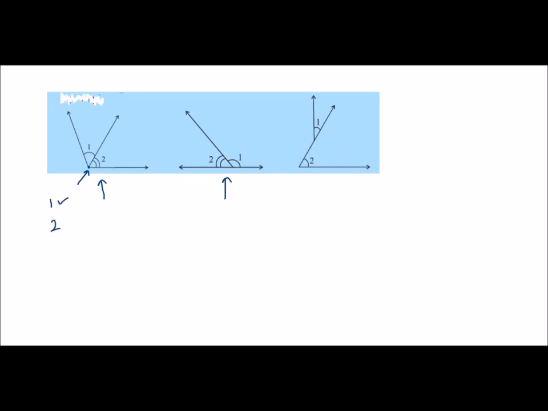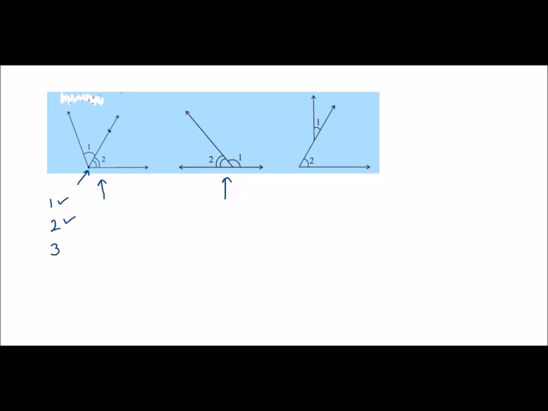Second condition is, you can see the arm which is given right in the middle of 1 and 2 is the common arm. This arm is common between angle 1 and angle 2. So the second condition is also satisfied.